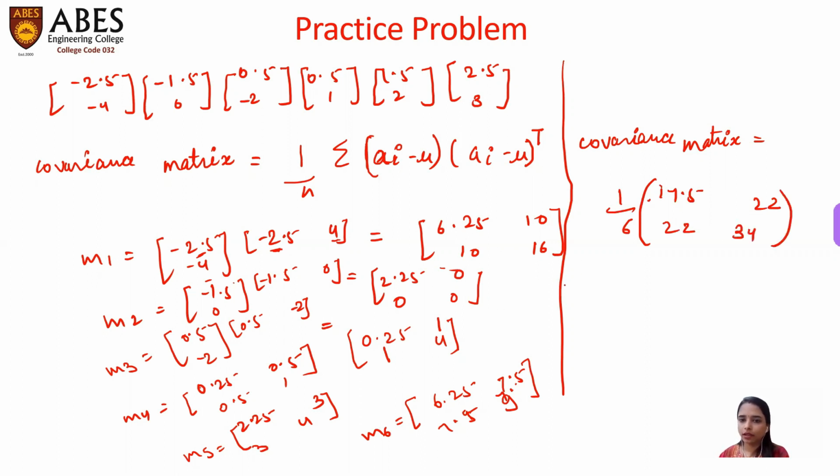So the final values are 2.92, 3.67, 3.67 and 5.67. Okay. Now we will calculate the eigenvalues and eigenvectors with the help of this covariance matrix.